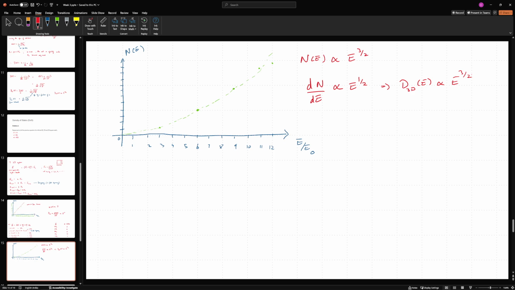And in truth, like why am I doing all of this? In truth, if I want to find the density of states of some arbitrary system, some special system that I'm constructing, some what are those structures called? Why am I forgetting this?